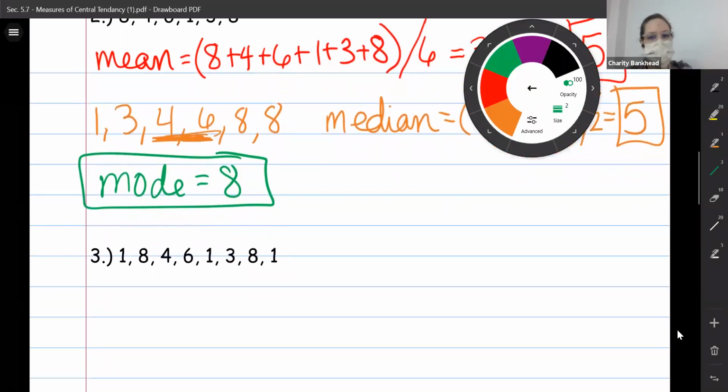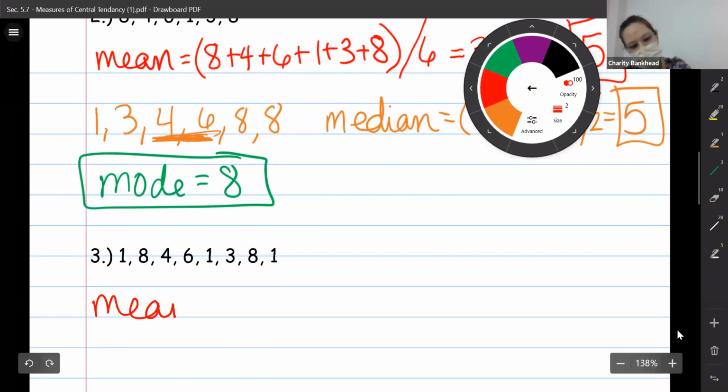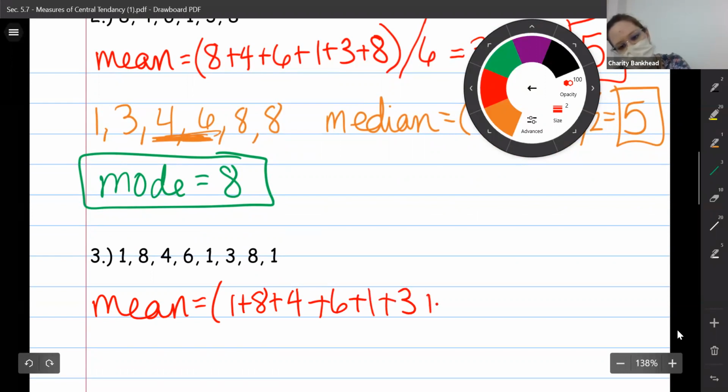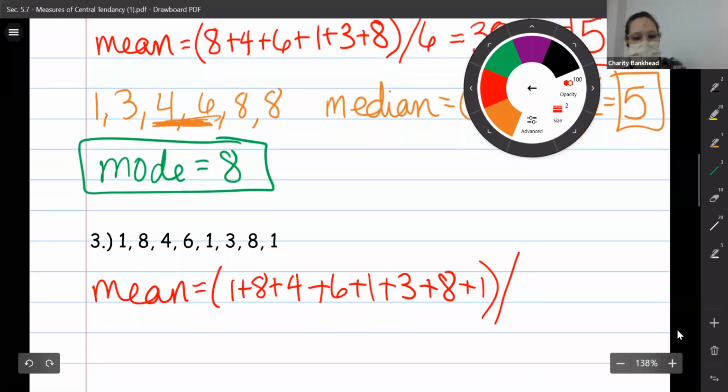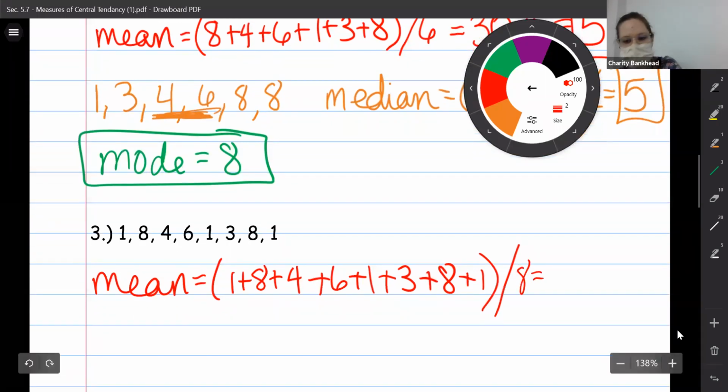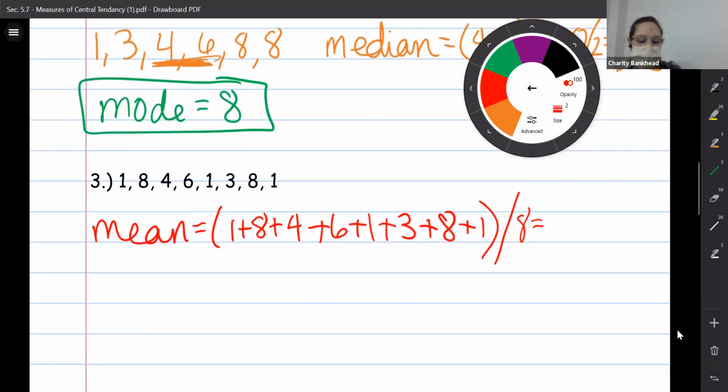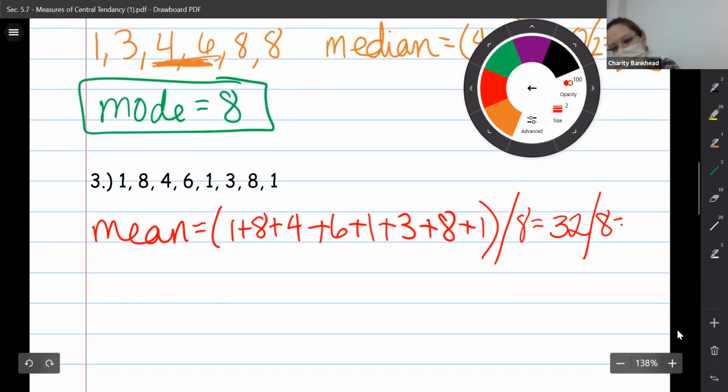Number 3, same thing. Let's find the mean. So we'll start by adding all the numbers together. And then there are 8 numbers in this one, so we'll divide that answer by 8. So whenever we add them all together, it equals 32, and 32 divided by 8 is 4.